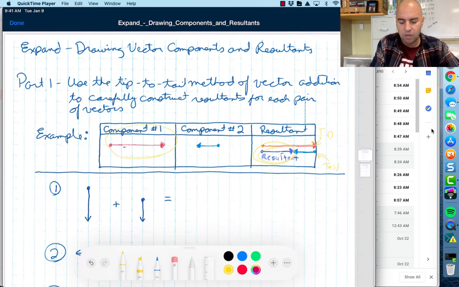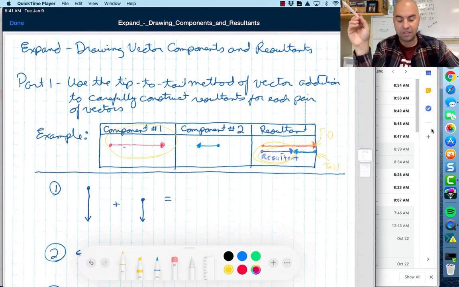So when I combine the first component, which is 5 units to the right, and then the second component, which is 2 units to the left, the remaining vector is this one right here, which is 3 units to the right. So let's do this together.